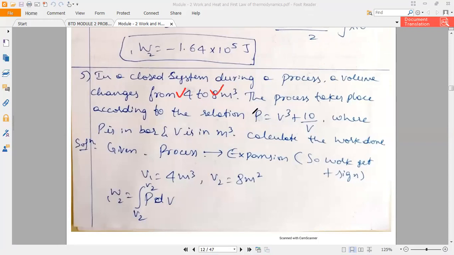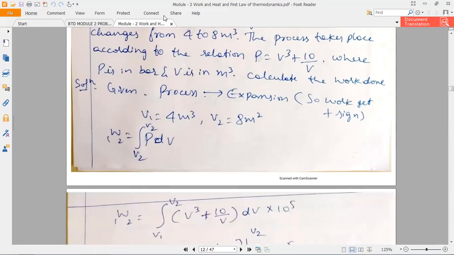The work should be a positive value. V1 is given, V2 is given, and the P and V relationship is given: P is equal to V cube plus 10V. Now we will substitute here and do the calculation. In place of P in PdV, substitute the P value given in the problem. This is V1 to V2. Some writing mistakes are there, so make it correct. This is V1.